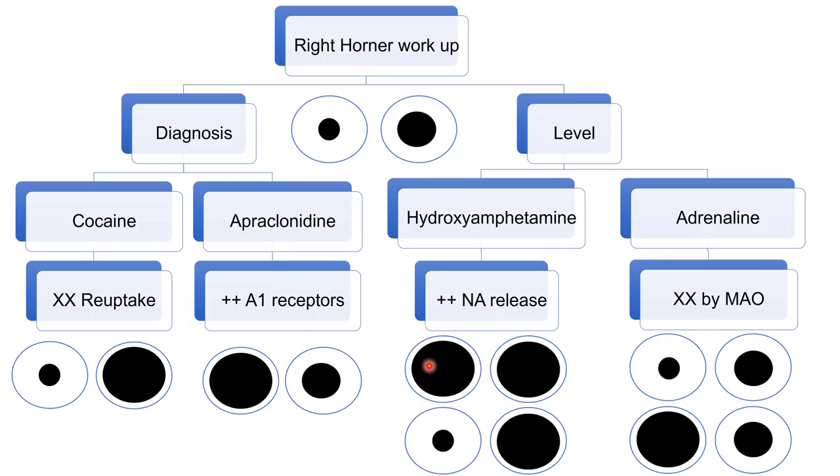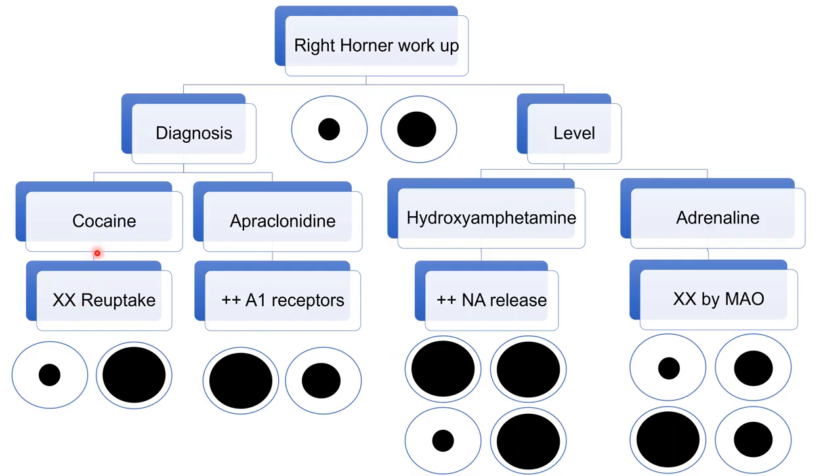So if we have a patient with right Horner syndrome, this means that the right pupil is smaller than the left one. We have two kinds of tests: two tests for diagnosis, which are the cocaine test and the apraclonidine test, and two tests for leveling, to detect whether it is preganglionic or postganglionic, which are the hydroxyamphetamine test and the adrenaline test. So what is the basis of each test and what is the response of each test?